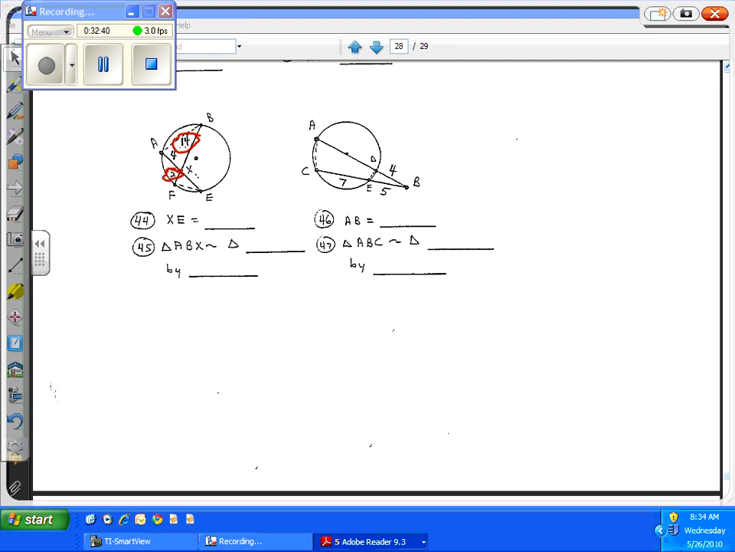If two chords intersect inside of a circle, then the product of the segments of one chord, 2 and 14, is equal to the product of the segments of the other chord, 4 and x. The product of the segments of one chord, piece times piece of the first one, is equal to the product of the segments of the other chord, piece times piece of the second one. There we go.